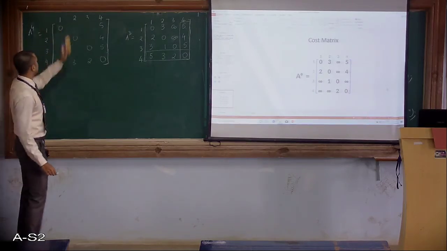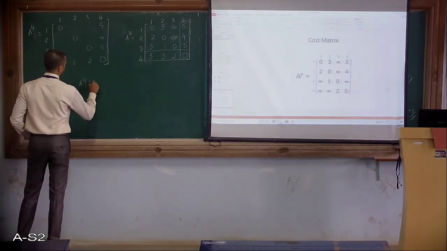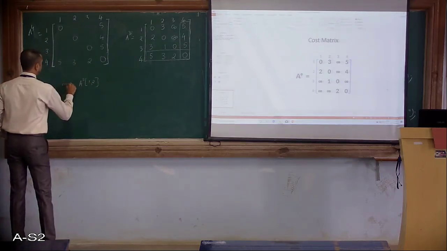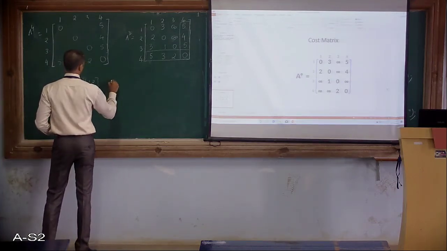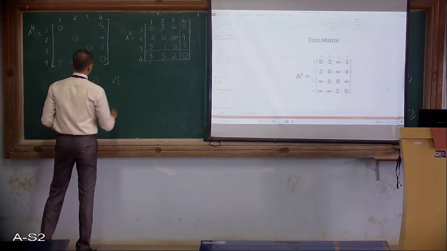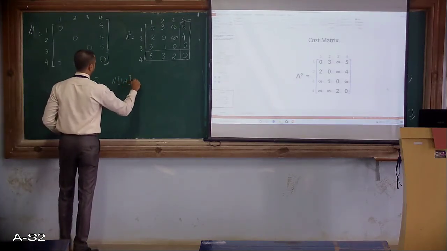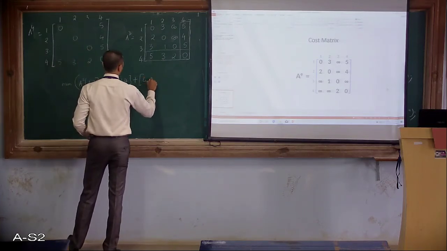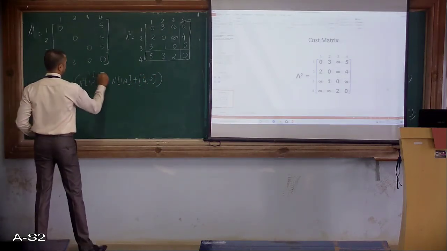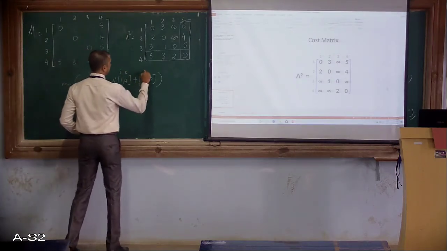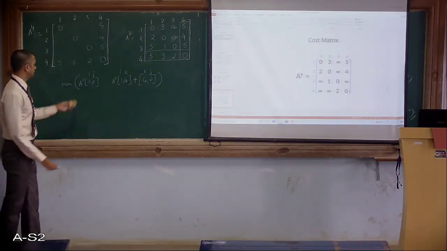First one is 1 to 2. So it is going to be A3, 1 to 2. I'm going to find the minimum. A3, 1 to 2, intermediate is 4. Inside 1 and 2, I'm going to insert 4. So it will be 1 to 4 plus 4 to 2. This is I, J, this is I, K, and this is K and J.